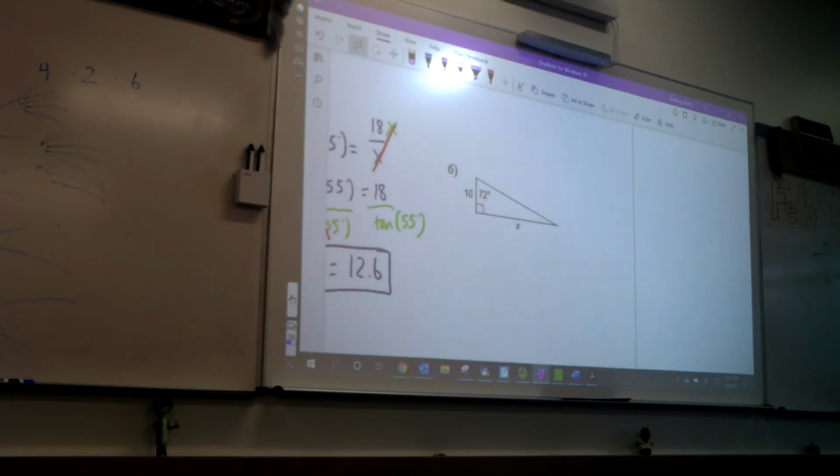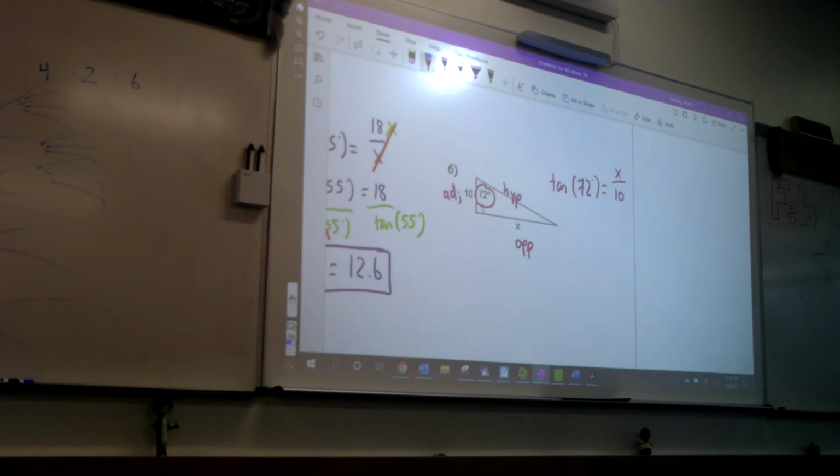Number 6, last one. Anyone? Volunteers, takers? Skylar, you on this one? So, x would be opposite. And then the 10 would be the adjacent. And then the long side would be hypotenuse. And then it would be tangent, because opposite and adjacent. Perfect. So I got tangent of 72. And what is the ratio going to be? X over 10. It is, because opposite over adjacent.